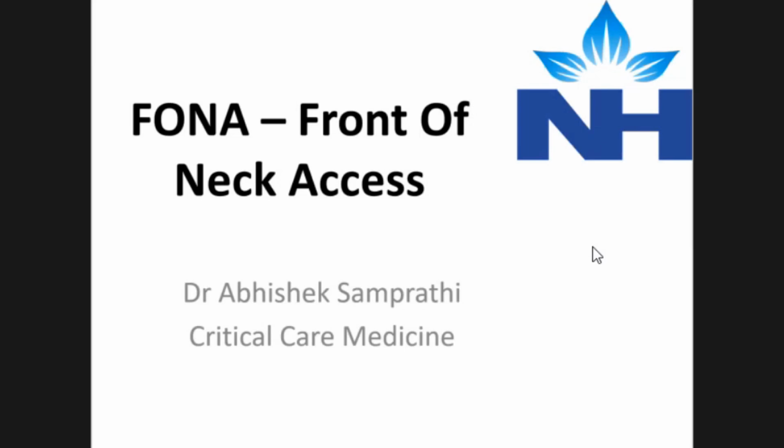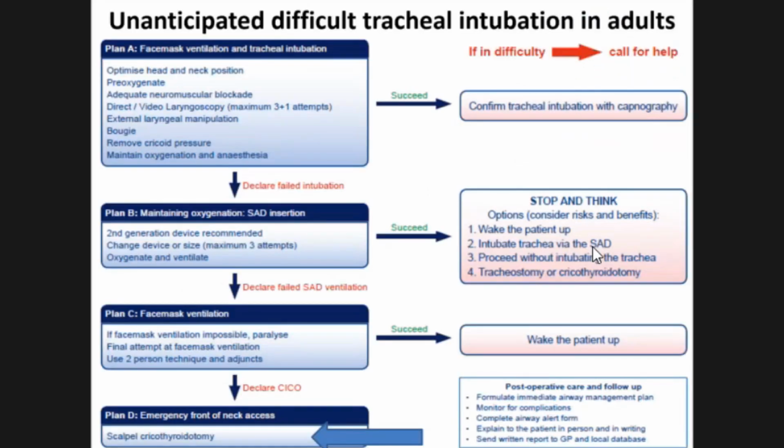Yeah. So just to recap, the unanticipated difficult tracheal intubation algorithm. As we have already gone through this algorithm, after 3 attempts of laryngoscopy and intubation, failing which we go ahead to try a supraglottic airway device. And if that also fails with oxygenation and ventilation, then something called a complete ventilation failure, we have to think about cricothyrotomy. So that is what I'll be speaking about.